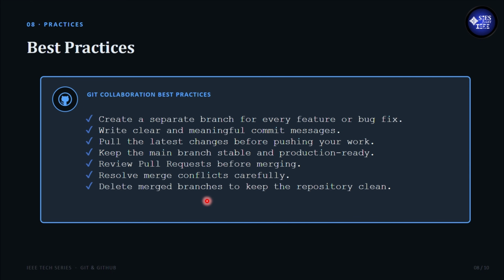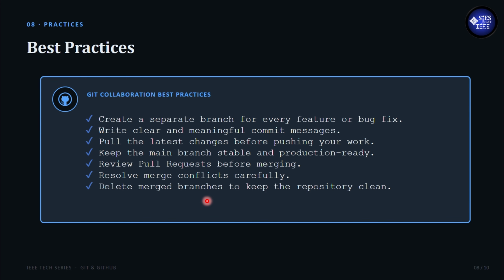Before we wrap up, here are a few simple habits that can save you a lot of time while working with Git. First, always create a separate branch for every new feature or bug fix. This keeps your main branch clean and stable. Next, write meaningful commit messages. A good commit message should clearly tell others what you have changed.